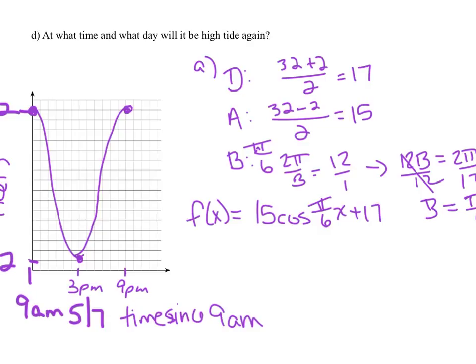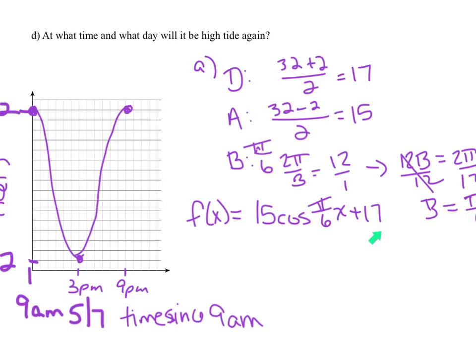So then I have my max, my min, and my period, and I just do my D, max plus min over 2, and A, max minus min divided by 2, and B, 2 pi over B is equal to the period, which is 12 hours. So cross multiply and I get pi over 6. So the sinusoidal model is this one.